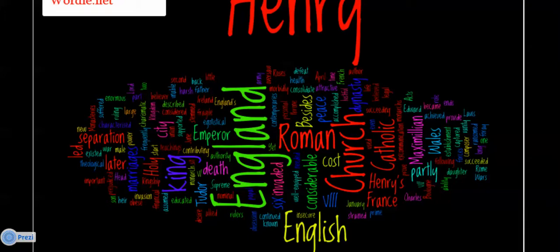And it actually organizes the text based on the strength or the repetitiveness of the terms within that block of text. And you'll notice the words Henry, England, Roman Catholic, Church, and King are the largest words. They represent words that were prevalent from the text that I pasted. And we can understand why these words hold prominence, knowing about the king's reign.